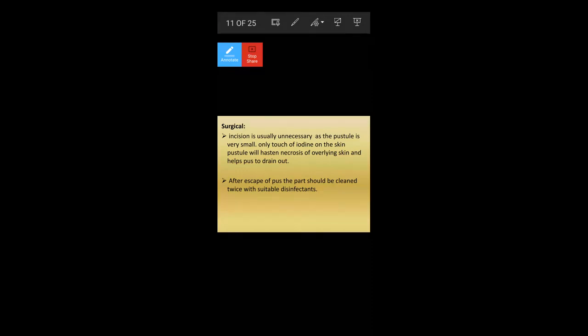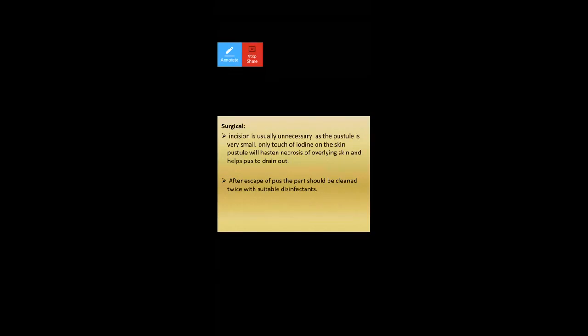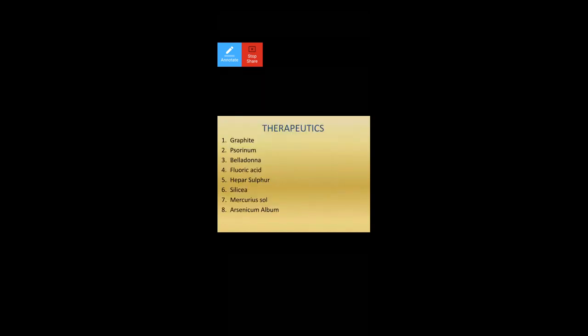Once the pus is out, the cavity which is created by the boil should be cleaned with suitable disinfectant. It could be Betadine, it could be Dettol, Savlon, or whatever you are using. That cavity has to be cleaned and it should be dressed properly so that it will heal faster. Okay, this is surgical treatment. I will not go into therapeutics because we will see that some other time.